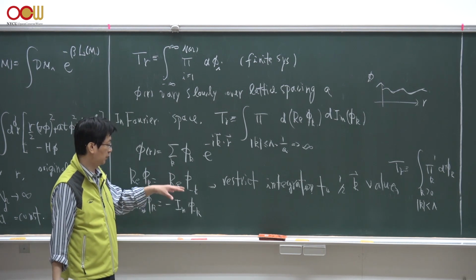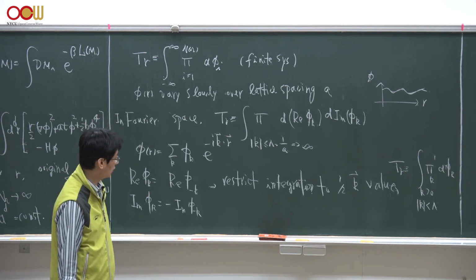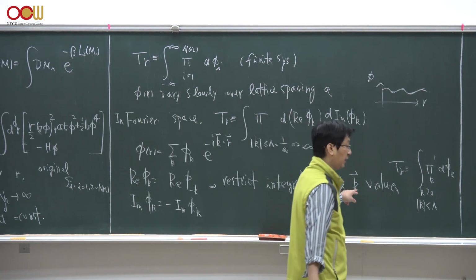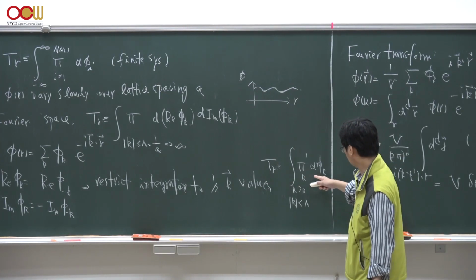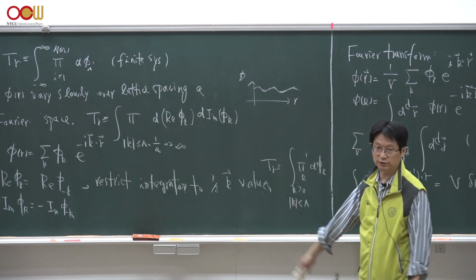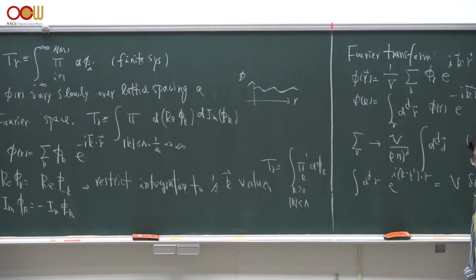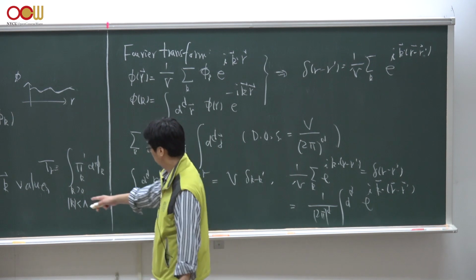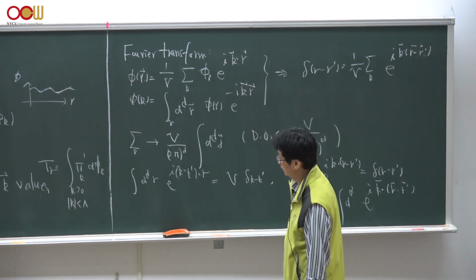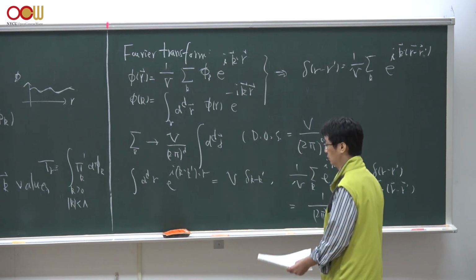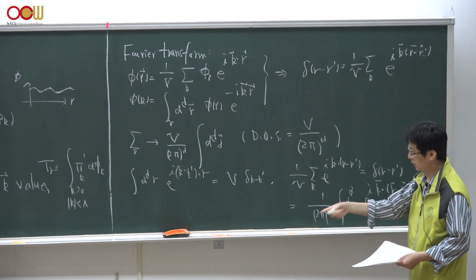So we can restrict the region of integration to half of the k space values, such that the trace goes over just half of the degrees of freedom. We restrict ourselves to the positive values of k, because for the negative values of k, we can use that relation to link the results to the other side.